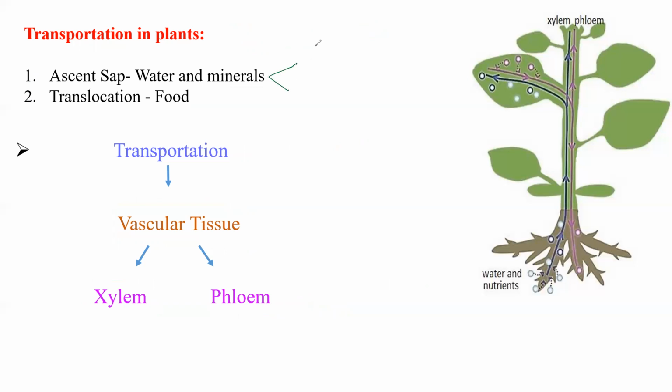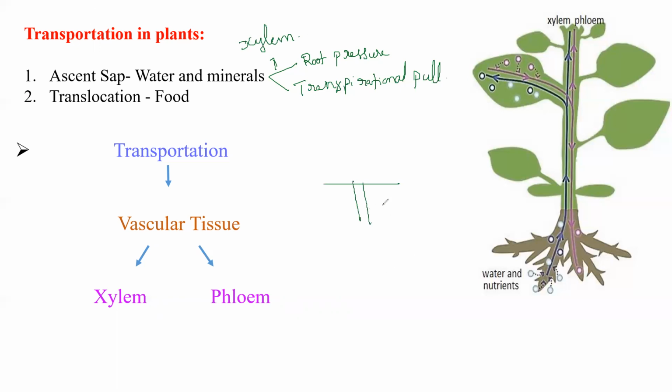One is with the help of root pressure. Another one is transpirational pull. Both take place through xylem tissue only. Now we'll understand what is root pressure and transpirational pull.